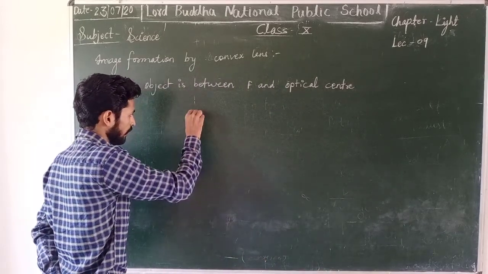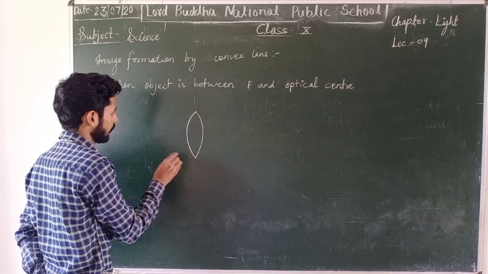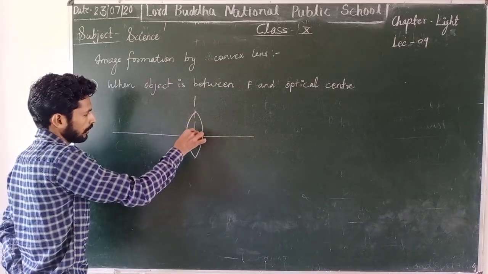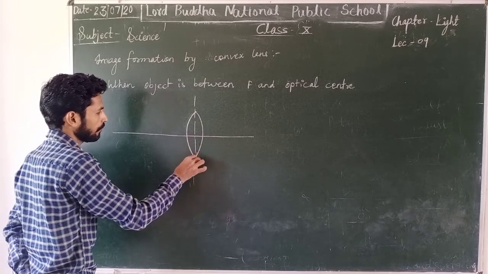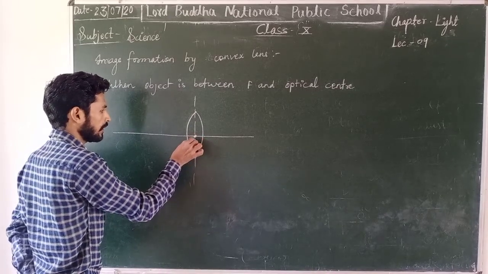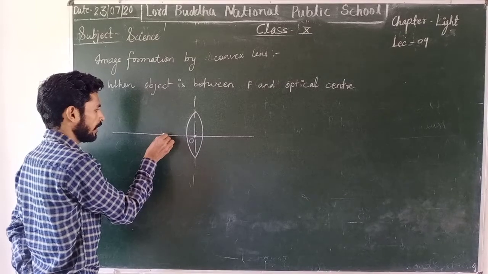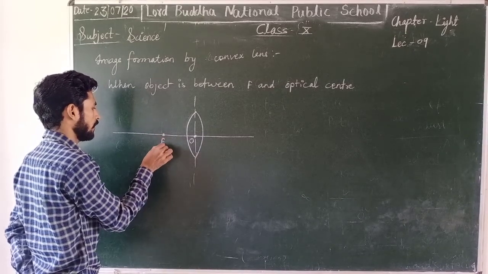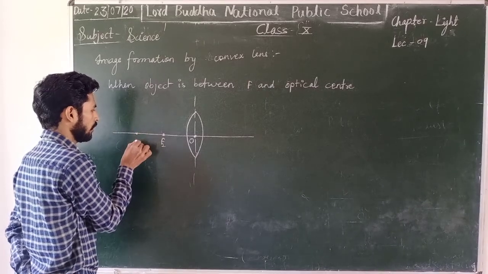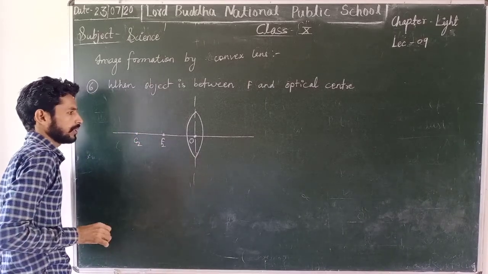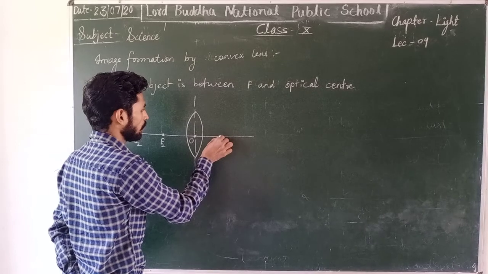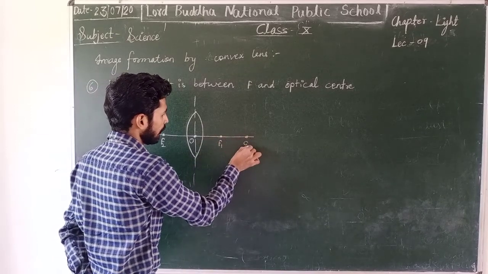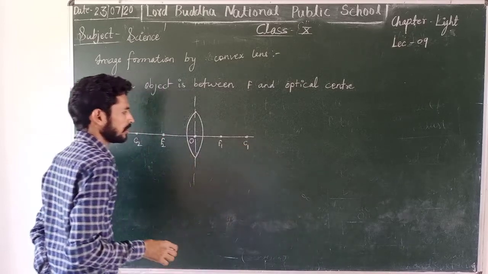Now suppose that there is a convex lens and this is the principal axis. Now draw the optical plane. This is the optical center O, and here we want to indicate the focus, secondary focus F2 and the secondary center of curvature C2. On the right side of the lens, primary focus F1 and primary center of curvature C1.